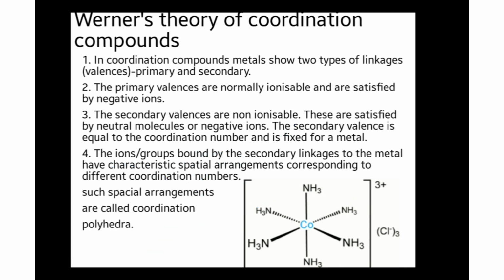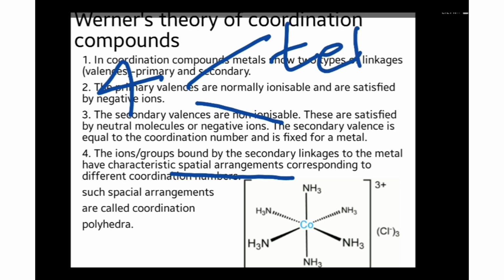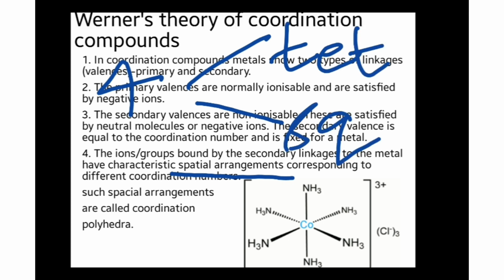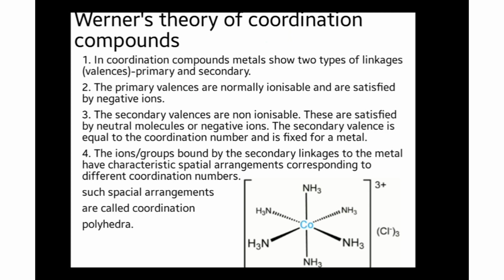Next, the fourth postulate. Ions or groups bound by the secondary linkages to the metal have characteristic spatial arrangements corresponding to different coordination numbers. So this tells about the shape of different complexes. If the coordination number is 4, the shape of the complex can be tetrahedral or square planar. If it's 6, the arrangement will be octahedral.